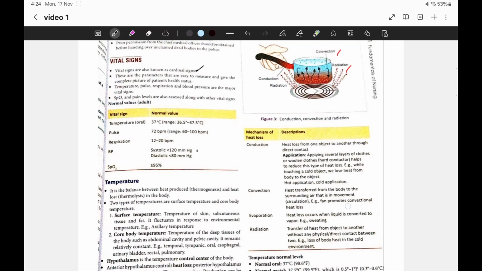The vital signs are temperature, pulse, respiration plus BP. These are the four cardinal signs. Other than that, SpO2 is also considered as one of the other vital signs, as well as pain.